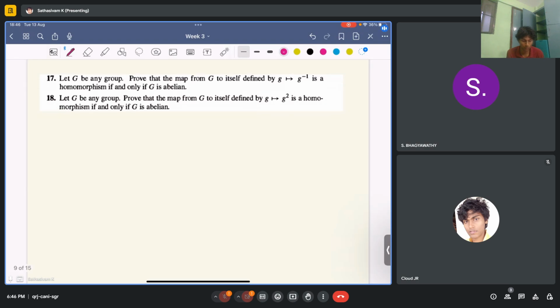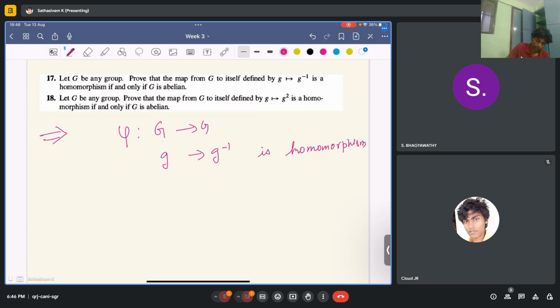Okay, so here you want to prove the if and only if statement. So let's prove both directions. First we'll prove this direction, and then we will prove the other direction. So here we assume that this map is a homomorphism. Let me call this map phi from G to G, going g to g inverse. Let's assume it's a homomorphism.